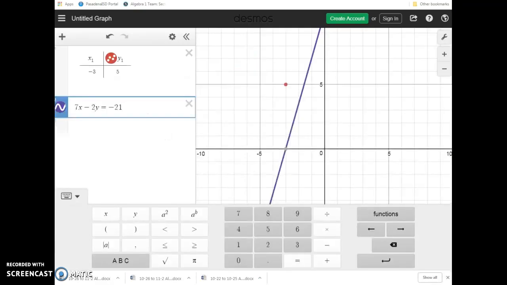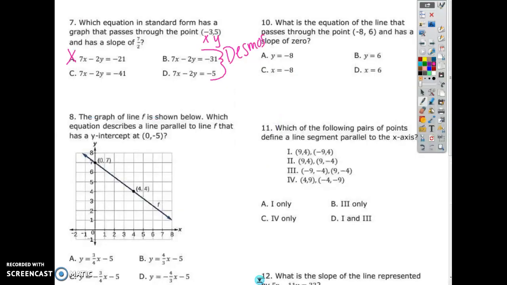Okay? 7x minus 2y, and then I just have to change the last number. So let's change it to negative 31. Oh, okay? So B is the right answer because it went through my point, negative 3 and 5. Okay? But let's just check the other two just to make sure that we don't have any wrong answers or messed up our equation. So, since we have 7x minus 2y, they're all the same in each one of these equations, all we have to do is change the last number.